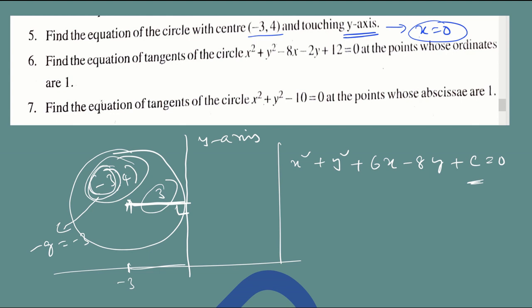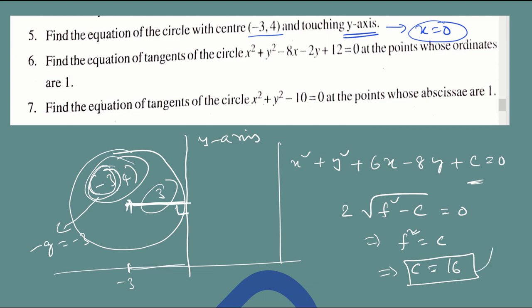So observe that it is touching the y-axis. Touching the y-axis means the length of the intercept made by the circle on the y-axis, which is 2 into root of f square minus c, is 0. That means f square is equal to c. So c is nothing but f square. f is 4, so c is 16. Substitute this value here, you got your circle equation. So 3 different ways of doing this simple problem. All these ways should look very trivial to you.